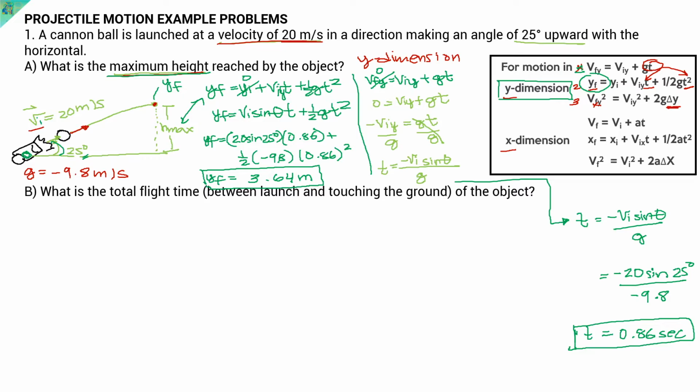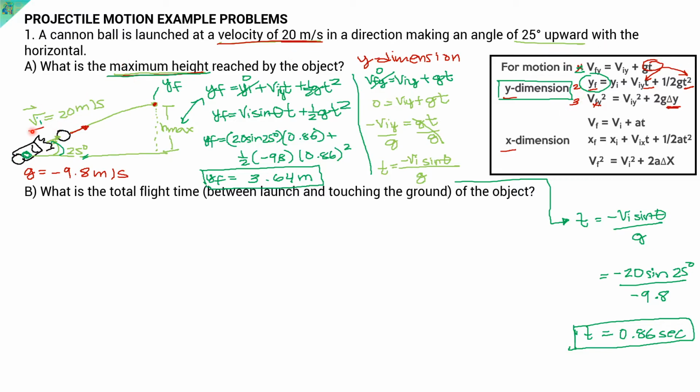Let us have a recap on what we have done. First, you read the problem. A cannonball is launched at a velocity of 20 meters per second in a direction making an angle of 25 degrees upward with the horizontal. So for short, when we say with the horizontal, this is our horizontal here, and then the cannonball is up at an angle of 25 degrees. Okay, so what is the maximum height reached by the object? When we talk about maximum height, we are talking about something in the y dimension. That's why we have used equations in terms of y.